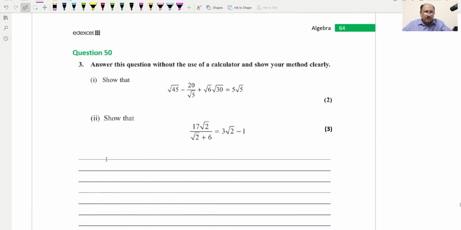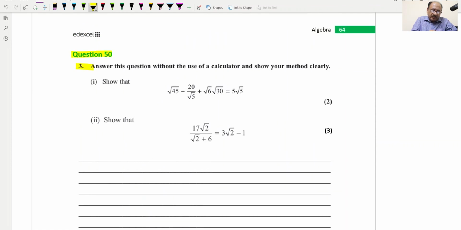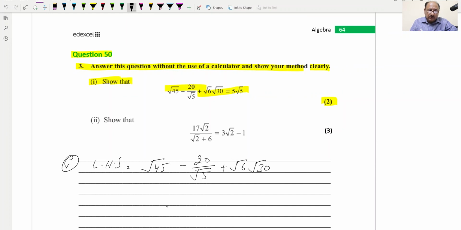Now question number 50, which is question number 3 of the past paper. Answer this question without the use of a calculator and show your method clearly. I part, show that this one is equal to this, and this is a 2 marks question. We can take left hand side is equal to under root 45 minus 20 over under root 5 plus under root 6 and under root 30. This is left hand side.